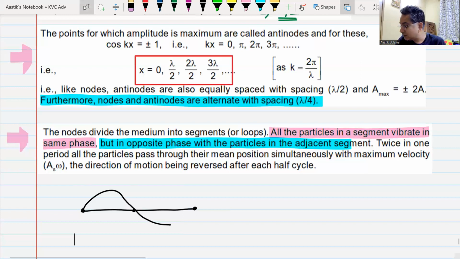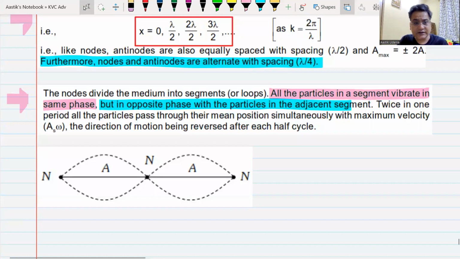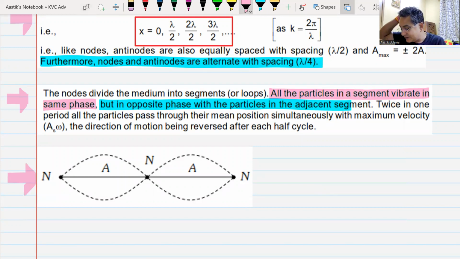Now, this is how normally stationary waves are drawn. Why they are drawn in this way, we will discuss this diagram in the next class. So you can see some points here. These are nodes. Do you see these points, nodes? And then there are these blue points which are your antinodes. Now, why is this wave drawn like this? We will discuss this in the next class.